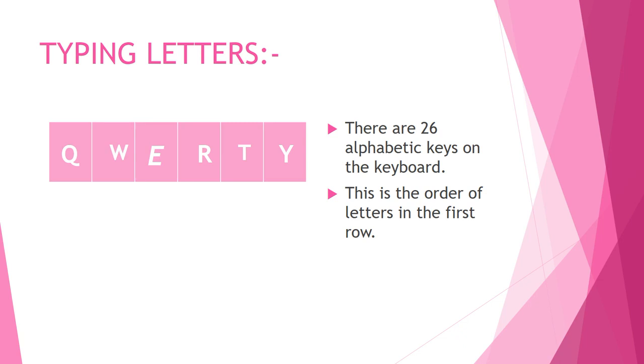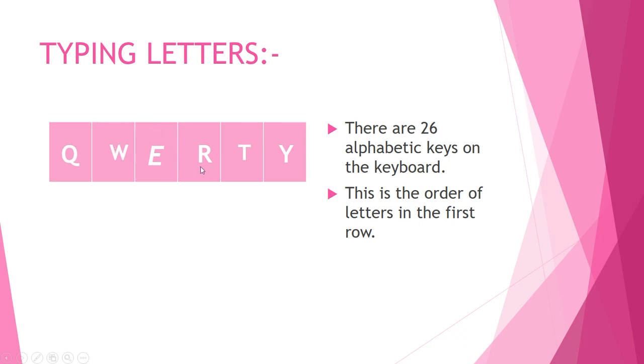There are 26 alphabetic keys on the keyboard. They are in Q, W, E, R, T, Y order. There are 3 rows of alphabetic keys on the keyboard. Students, this is the order of letters in the first row.